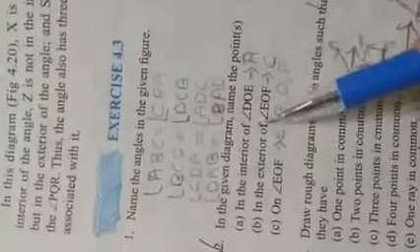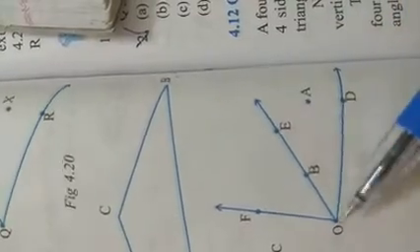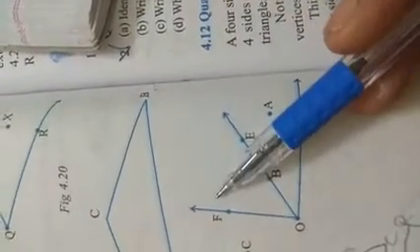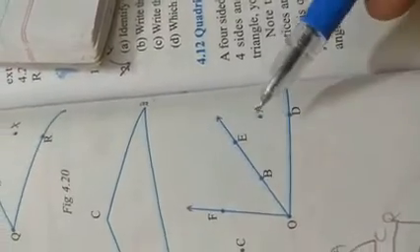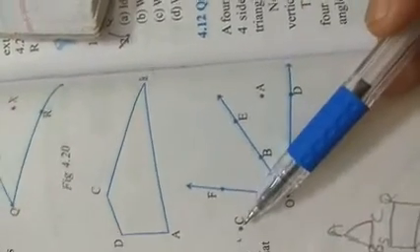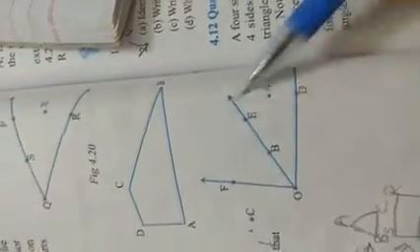In the interior of the angle EOF, which points lie? Point E, point B, point O, point F. Interior of the angle EOF. Then on EOF, which points lie? Also the same only. But point C is an exterior point of this figure.